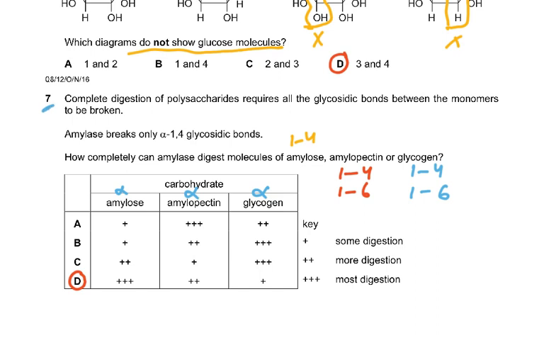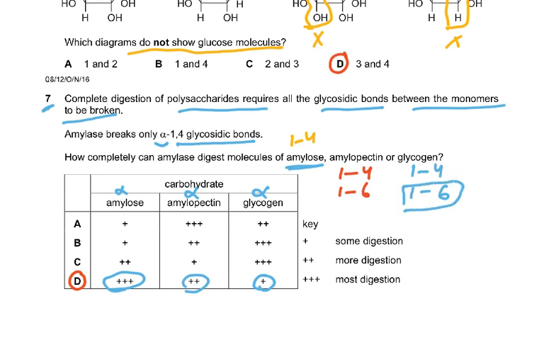Let's look at question number 7. Complete digestion of polysaccharides requires all the glycosidic bonds between the monomers to be broken. Amylase breaks only alpha 1,4 glycosidic bonds. Now you know amylose has only 1,4, so that is complete digestion. Most digestion. But amylopectin and glycogen. Why is this 2 plus and 1 plus? Because you remember glycogen has more 1,6 bonds, so the 1,6 will not be broken.